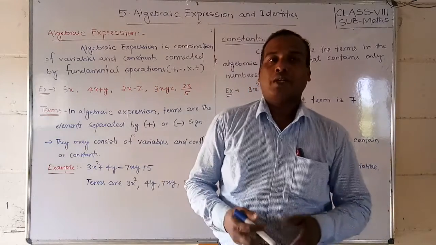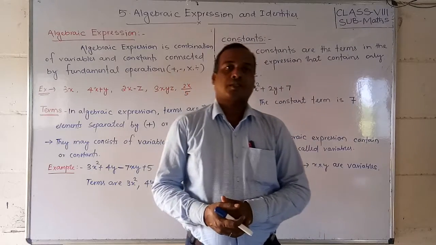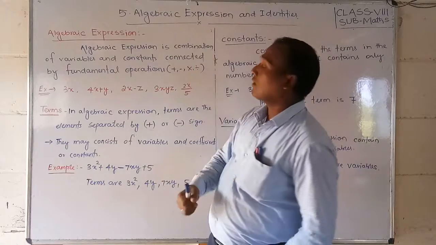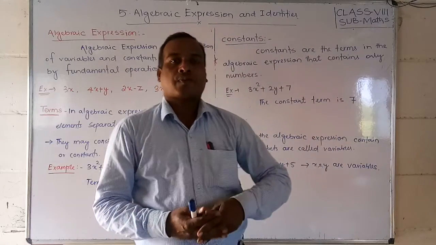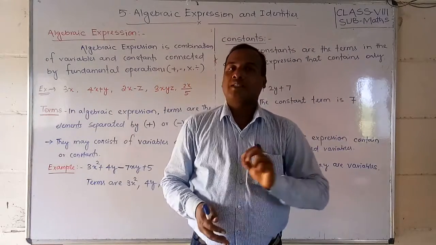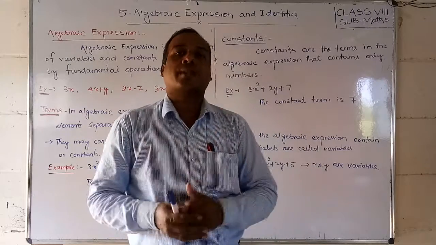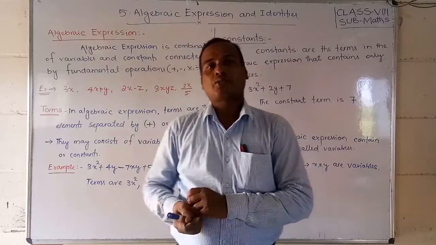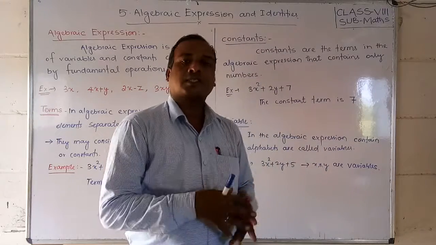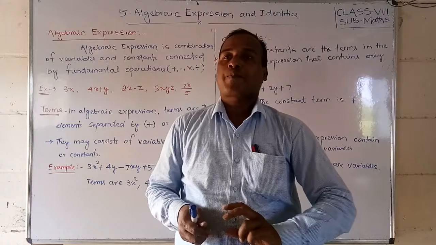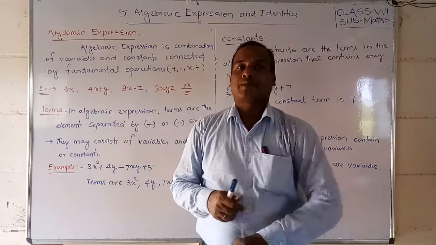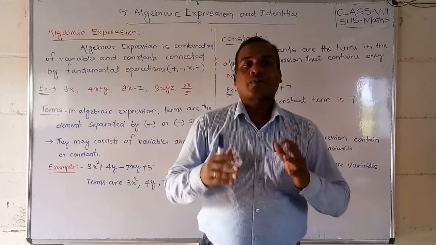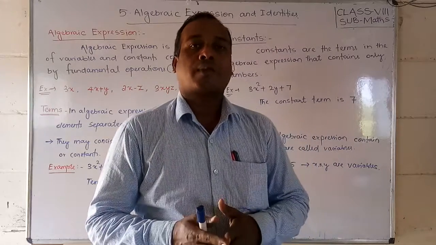Students, today we are going to start a new chapter, that is the 5th chapter, Algebraic Expressions and Identities. Students, what is algebra? Algebra is one branch of mathematics, which contains variables and constants, and we will discuss it in this chapter. So algebra is one part of arithmetic. Algebra is also one branch of mathematics.